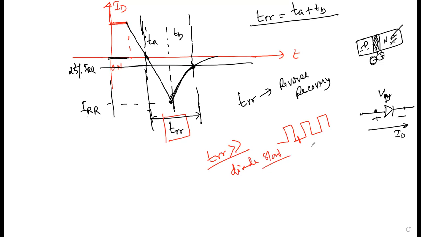Now we can derive some of the formulas. There is another thing, TB by TA, which is known as the softness factor. What is this softness factor? In some cases, what happened?